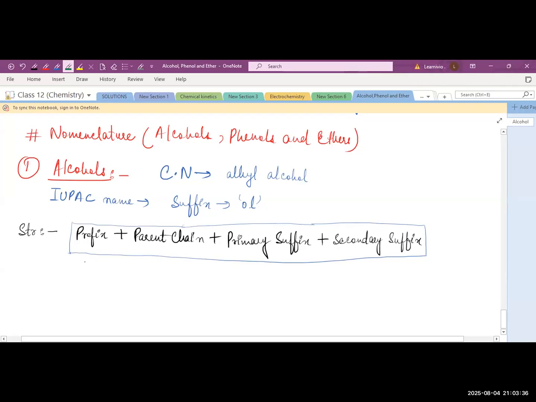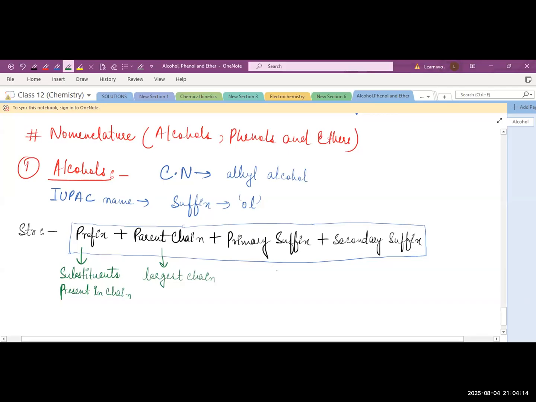Now see what a suffix is. The suffix is basically the substituent which is present in the main chain. Now what is the parent chain? The parent chain is basically the largest chain. For a 2 carbon chain we use eth, for 3 we use prop, but, and so on.